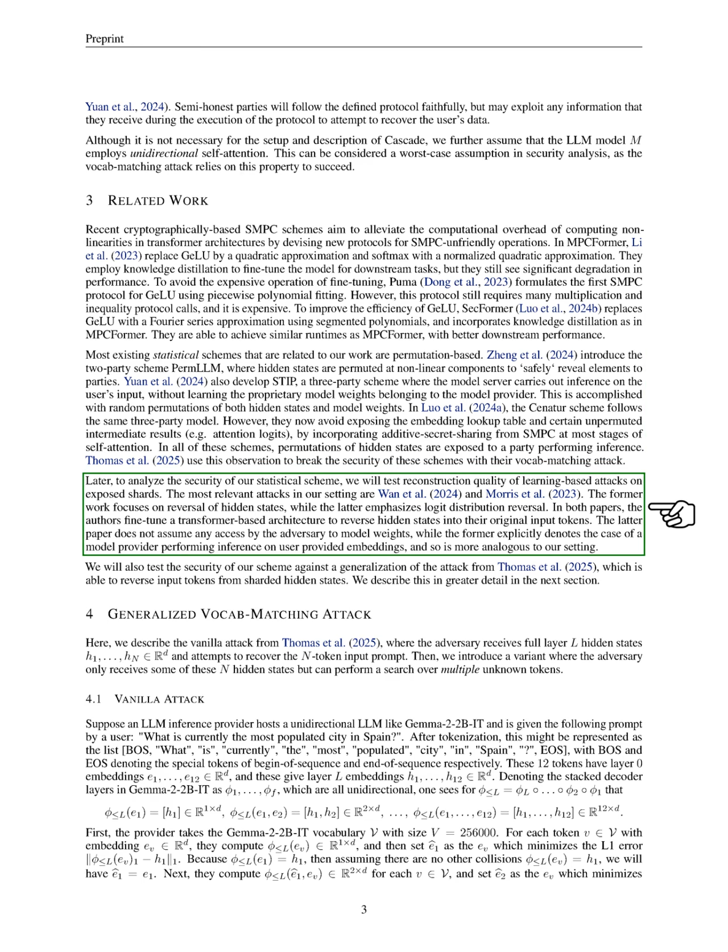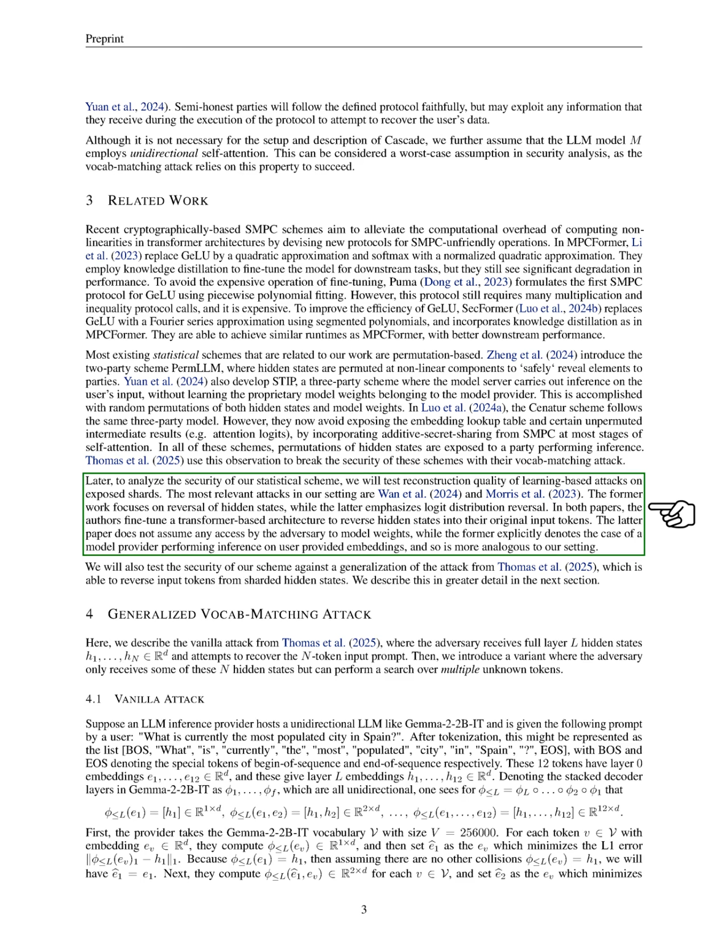To evaluate the security of our statistical scheme, we will assess the reconstruction quality of learning-based attacks on the exposed shards. The most pertinent attacks in our context focus on reversing hidden states and logit distributions. The first study emphasizes reversing hidden states, while the second centers on logit distribution reversal. Both works fine-tune a transformer-based model to revert hidden states to their original input tokens.